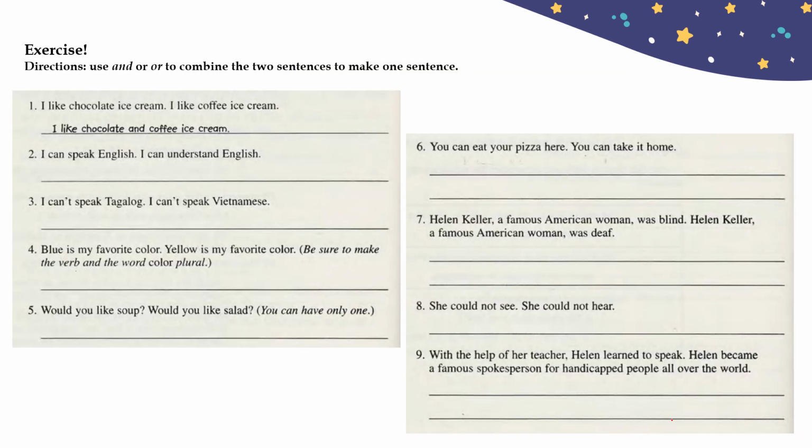This is the exercise for you to do. Directions: use and or or to combine two sentences to make one sentence. Number 1 is done for you, and you may do the rest. Number 1, I like chocolate ice cream. I like coffee ice cream. You can combine these two sentences by using and. And why? Because this sentence is a positive sentence, so and is appropriate for this case. And please do the rest of the exercises before you listen to the next explanation. Stop the video first, do the exercise before continuing to the next slide.